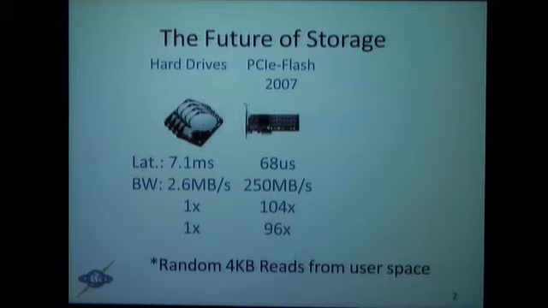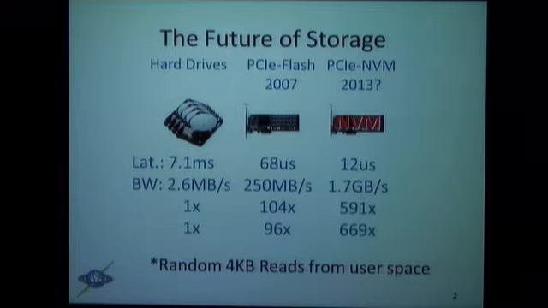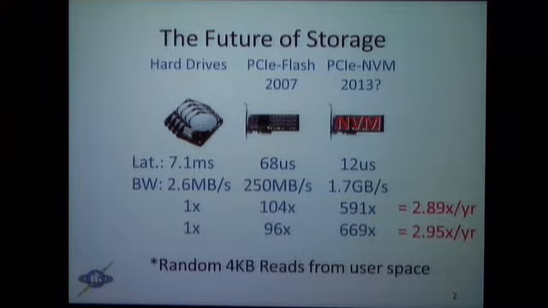And with the SSD that I'll show you today, we're able to reduce latencies down to about 12 microseconds. We can get 1.7 gigabytes a second of bandwidth. So this is about a 600 or 700x improvement in performance over hard drives from just a couple of years ago. And if you do the math on this, it works out to about 3x a year performance improvement. And we expect this trend to continue for a little bit while longer.